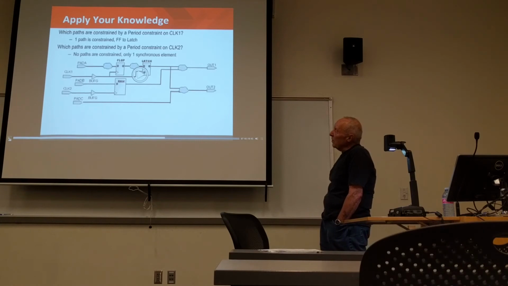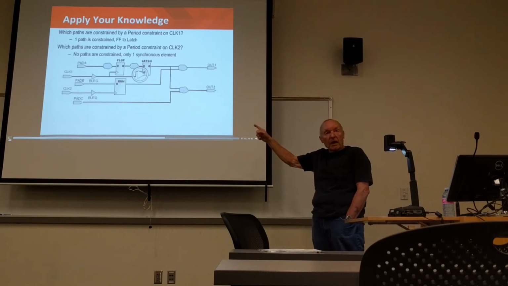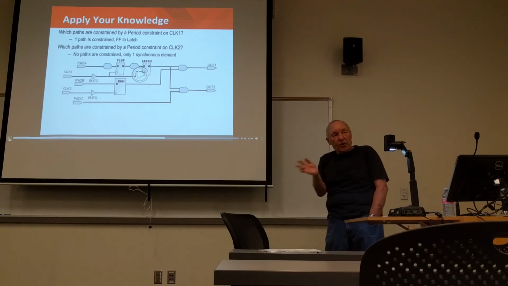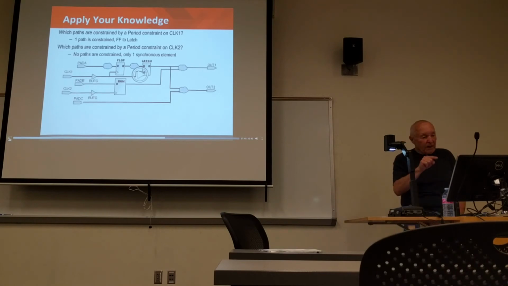But you only have a single synchronous element for clock 2, so the period constraint may not affect this path. Clock 2 may go to drive other paths where you do have multiple registers, so it may be constrained elsewhere, but not here.